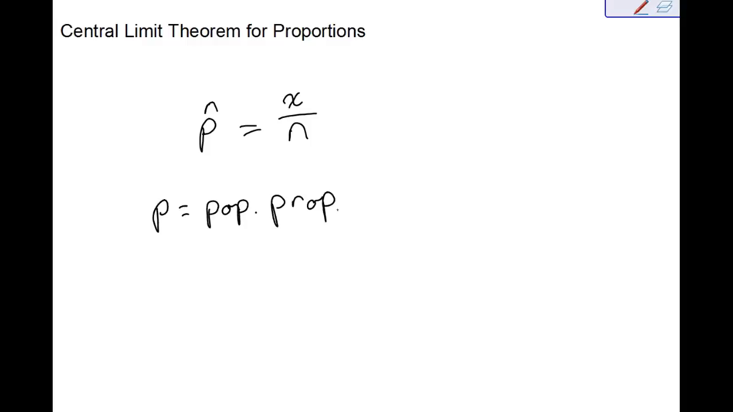In this video, we're going to talk about the central limit theorem for proportions. With a sample proportion, what we're talking about is p hat. This is the sample proportion, and that's just our x divided by our total number. Whatever our value is divided by our total number. It's a probability type thing. And so, p is going to be our population proportion, and p hat will be our sample proportion.